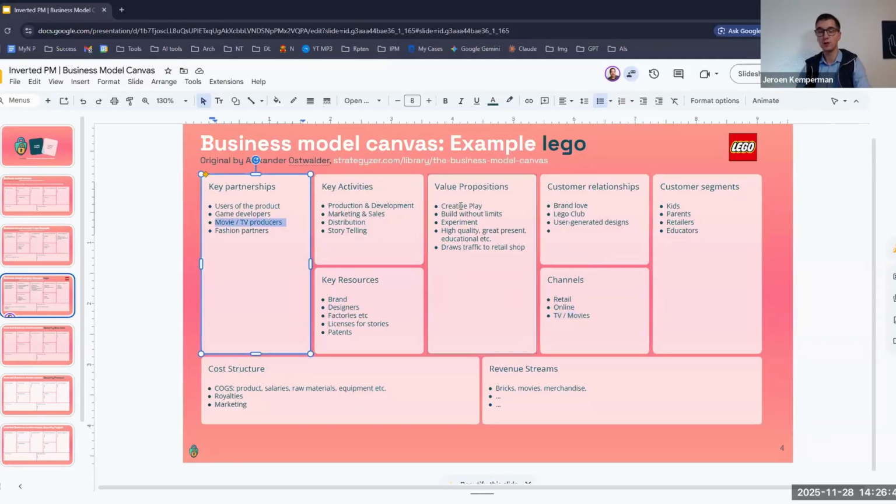The value proposition was indeed creative, building, experimenting, high quality. It's a good present. It's to retailers a traffic drawer. I didn't know that. That's a really interesting one. Sometimes you put a product on your shelf, which we can talk about security in a moment as well, not because you want to do raw sales, but because it brings people in the door for other stuff.